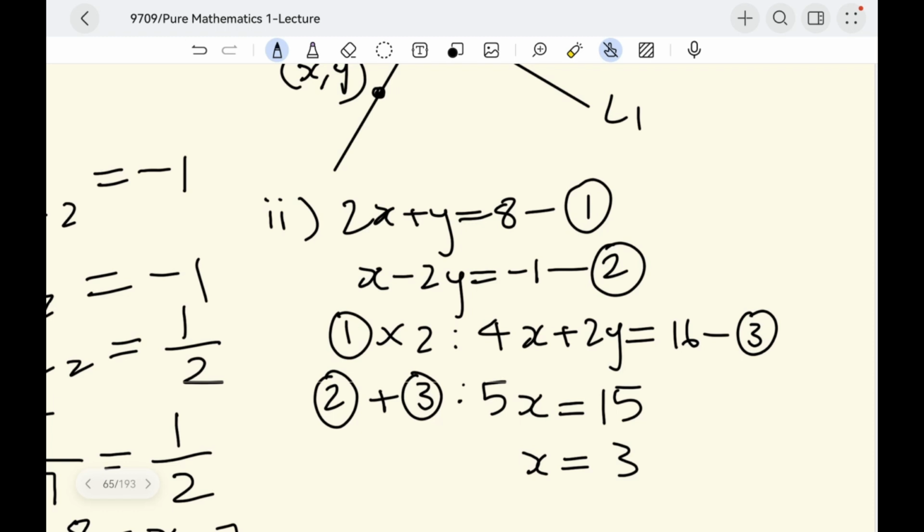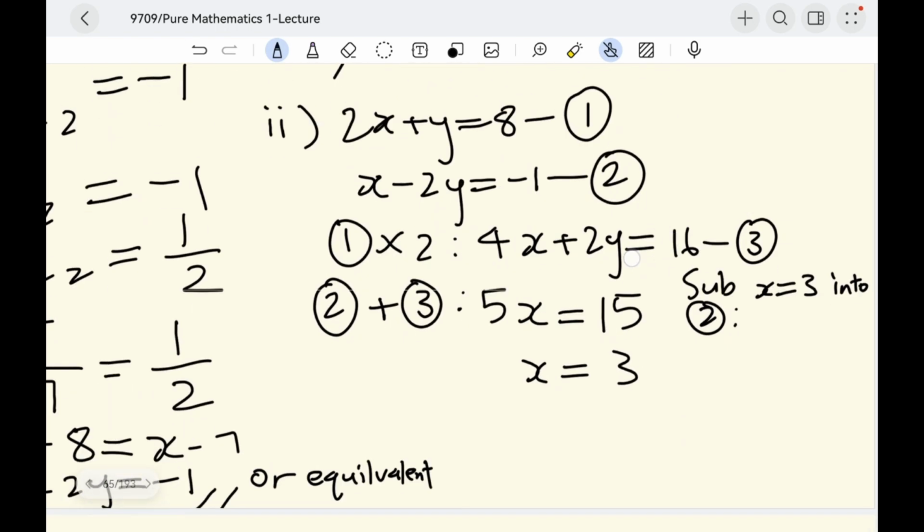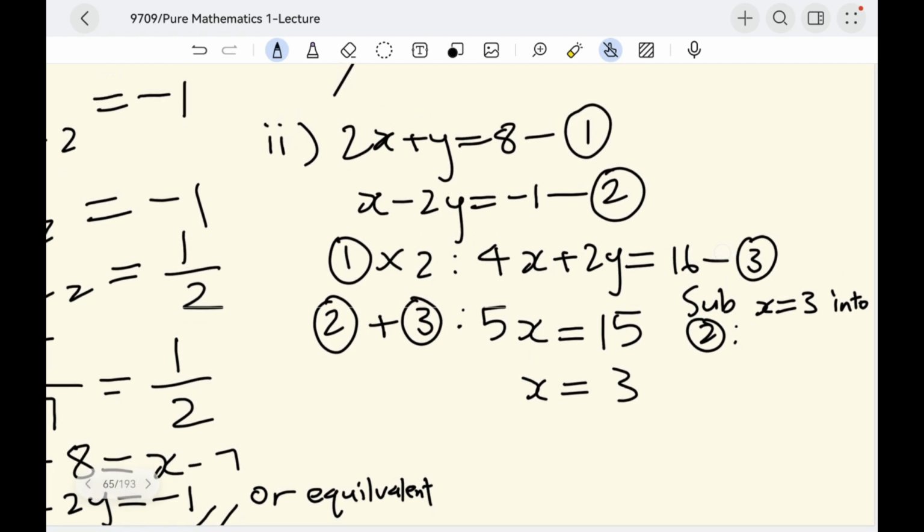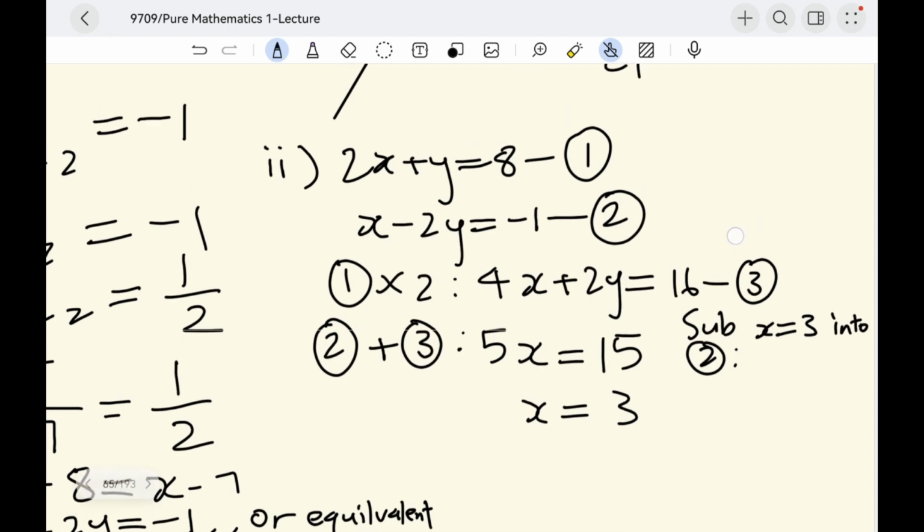Substitute x equals 3 into, let's say, equation 2. It doesn't matter if you substitute x equals 3 into equation 1 or equation 3; in the end, you will get the same value of y. Why do I substitute x equals 3 into equation 2? It saves a lot of time to do other questions from different chapters. I'll discuss the past year questions once we finish all the syllabus from Pure Mathematics 1. Stay tuned for my updates.